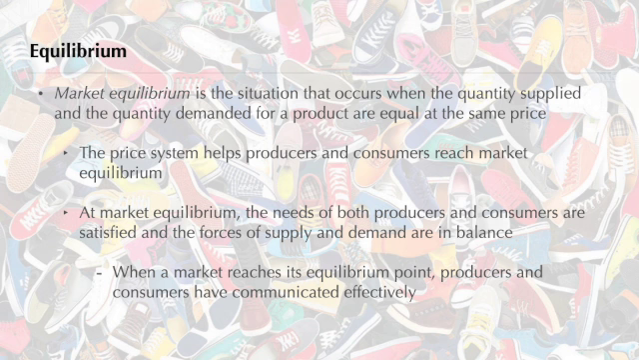The price system helps producers and consumers reach market equilibrium, a situation that occurs when the quantity supplied and the quantity demanded for a product are equal at the same price. At this equilibrium point, the needs of both producers and consumers are satisfied, and the forces of supply and demand are in balance. When a market reaches its equilibrium point, producers and consumers have communicated effectively.